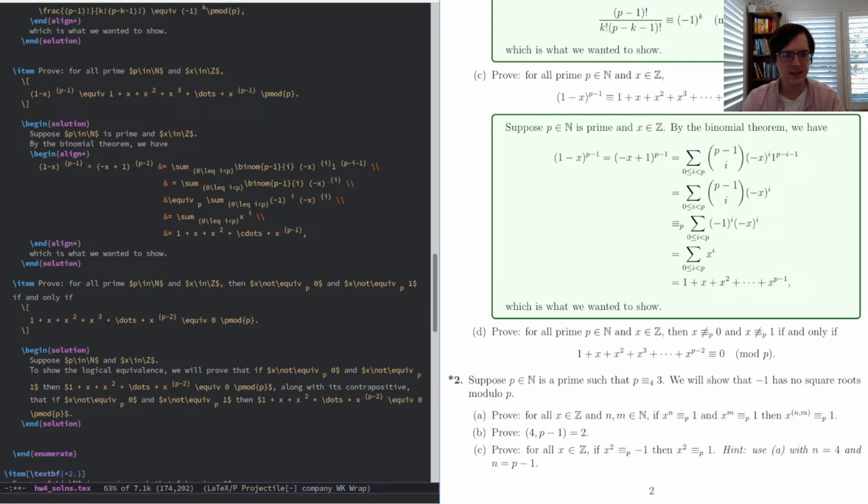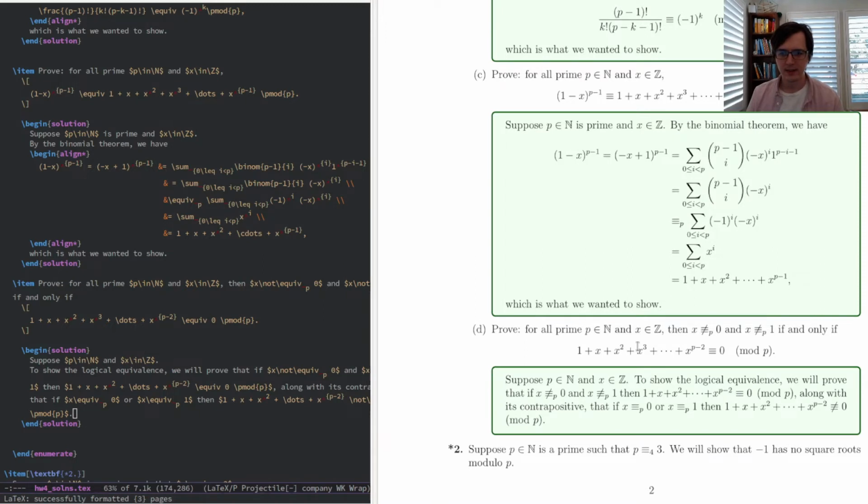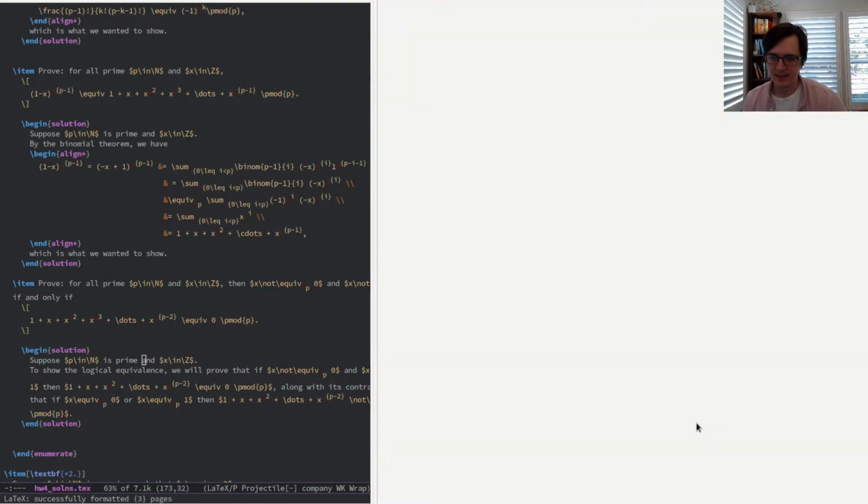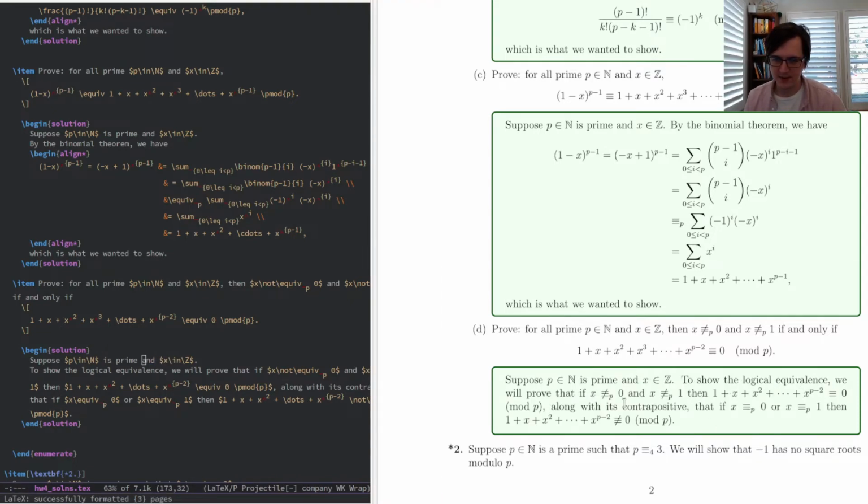Okay, so the logical negation of "and", of course, is "not or not", using De Morgan's law. And also we need to negate the conclusion. Okay, so suppose P is prime and X is in Z. To show the logical equivalence, we will prove that if X is neither 0 nor 1, then we get this congruence.